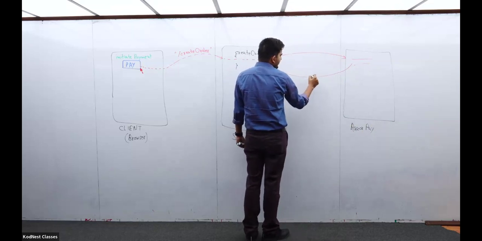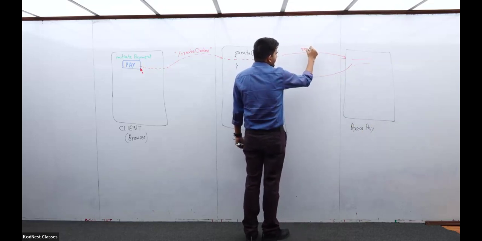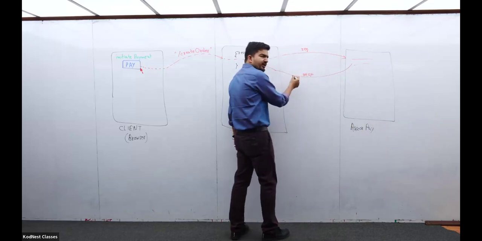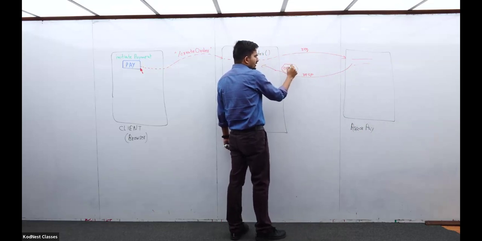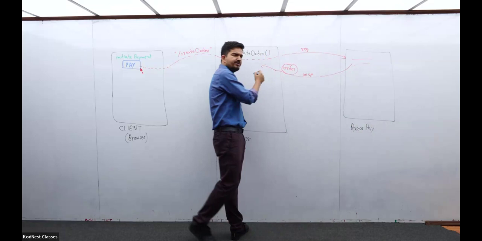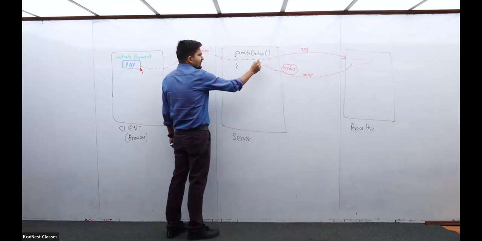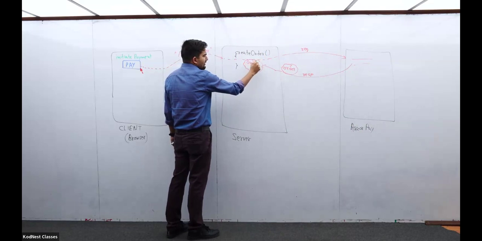Once this is done, it is going to send back. If this was the request, this is like the response. So what is it going to return? It is going to return one object of the order. Here in our method, we have received one order object.